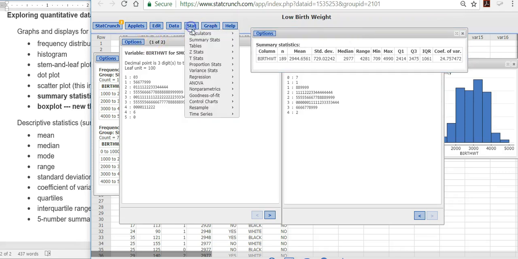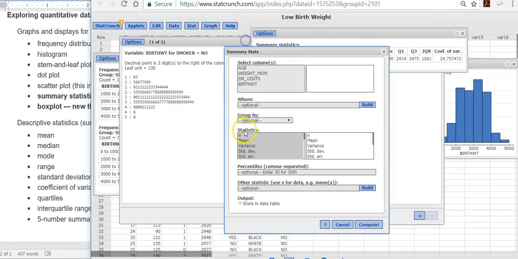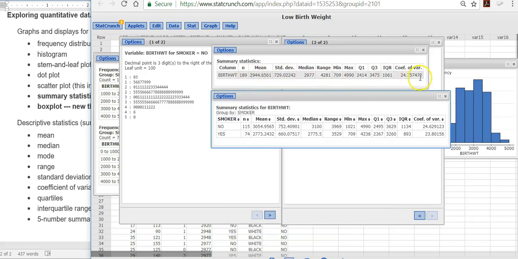Now I'm going to go back and do the same thing and use the group by, picking out the same statistics for this one. So now I have the ones for the whole group up here, and then I have them grouped by non-smokers and smokers down here.